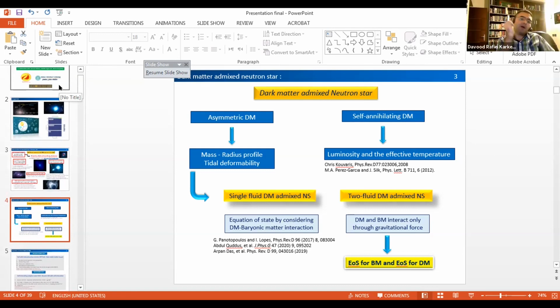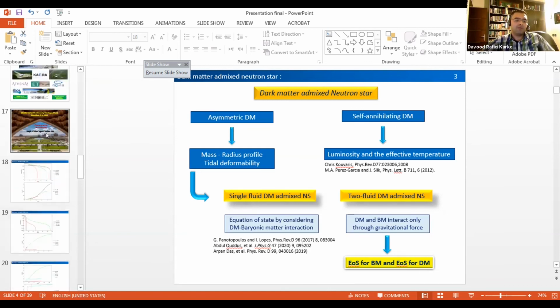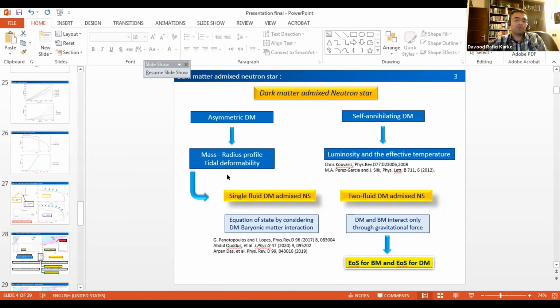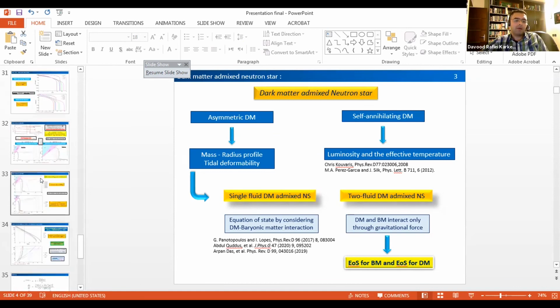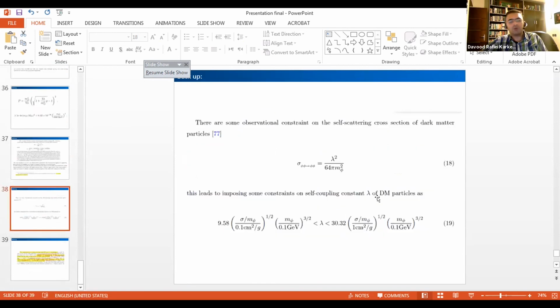We have some constraint because, for example, the range of the coupling that we are using, we can have some relation for it that can be derived.